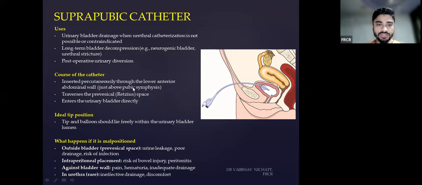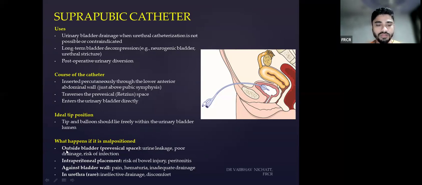What is the course of the catheter? It is inserted percutaneously through the lower anterior abdominal wall. It traverses the pre-vesical space. This is the pre-vesical space, also known as space of Retzius, and then the tip and the bulb should enter into the bladder lumen. Ideal tip position, the tip and the balloon should lie freely within the urinary bladder lumen for a proper drainage. What happens if it is malpositioned?